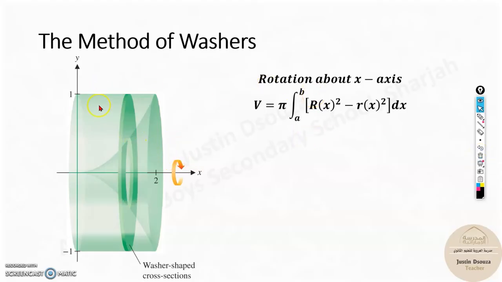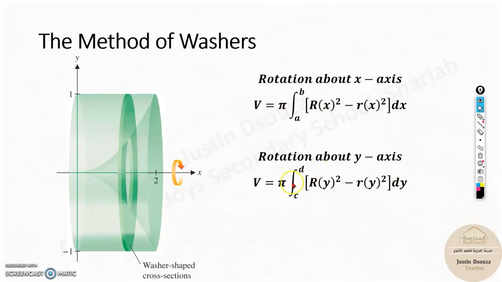See, when you rotate along the x-axis, you get this washer. So integration of pi r square is the volume. But over here, pi is outside the integral, with limits a to b. The outer radius square minus the inner radius square, we do it together. So we will get the volume of only the washer, not the hollow space. So outer radius square minus inner radius square, then we will remain with only the outer volume.